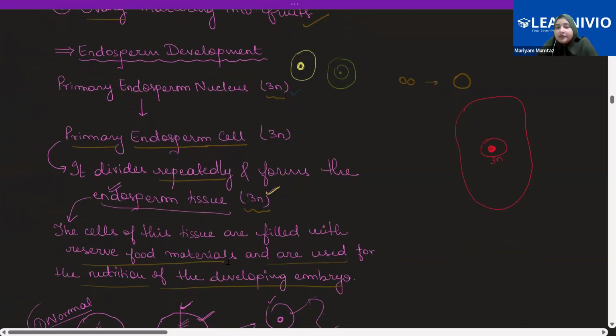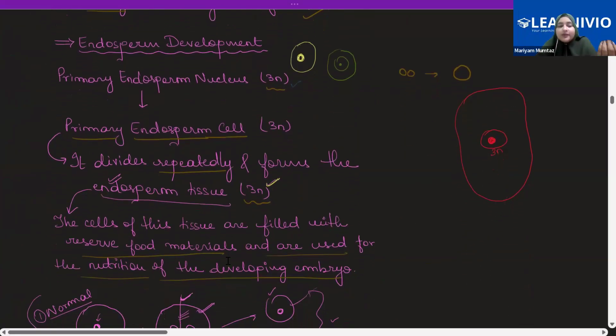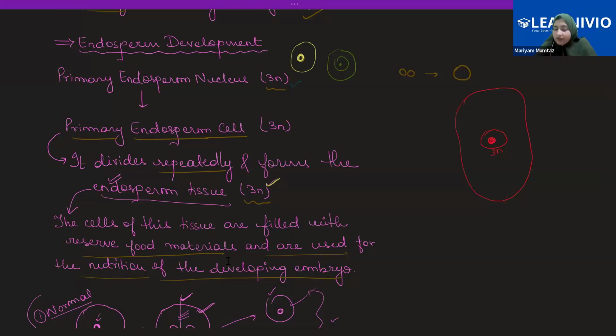Now talking about the endosperm development, remember that endosperm is that nutritive part of the plant which provides nourishment to the developing embryo and thereby would provide the nourishment for the seed development and the entire development as well. Now you people remember that as a result of triple fusion, the primary endosperm nucleus is formed, right? Now this primary endosperm nucleus further becomes the primary endosperm cell because it gets a cell wall surrounding it. It is still a triploid tissue only.